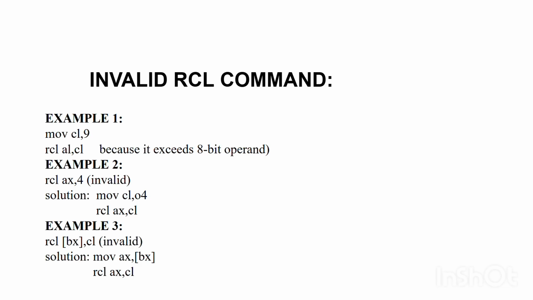Next, we are going to see the invalid RCL commands. For example, MOV CL, 9, because CL is 8 bit. Here we count up to 9, so it is an invalid command because it exceeds the 8 bit operand. And another example is RCL AX, 4. This is an invalid command. This can be replaced by MOV CL, 04, and then AX can be rotated by the count 04. And example 3, RCL BX, CL.